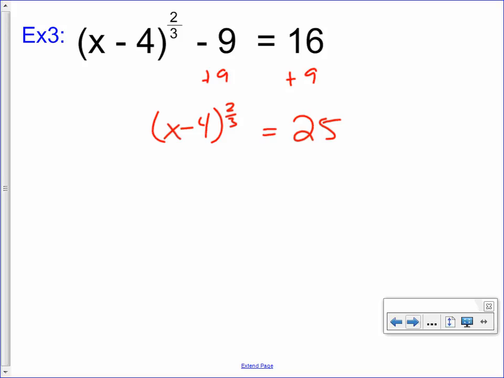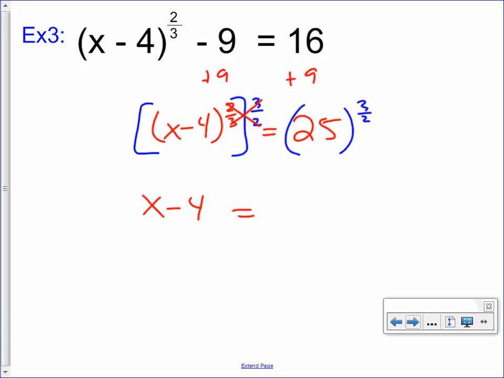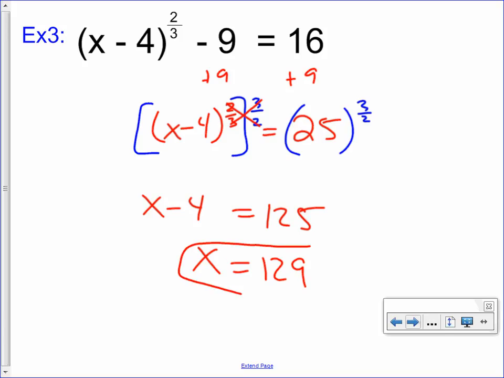Take it to the 3/2. So take it to the reciprocal. Take it to the 3/2 on both sides. The reciprocal cancels out the exponent, so you just have x minus 4 is equal to 25 to the 3/2, which is 125. Add 4 to both sides. X equals. I mean, you know, this is kind of boring, actually.